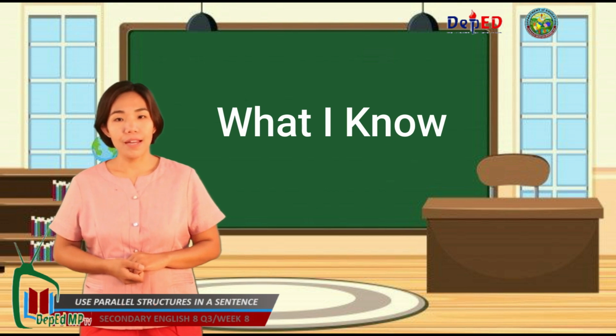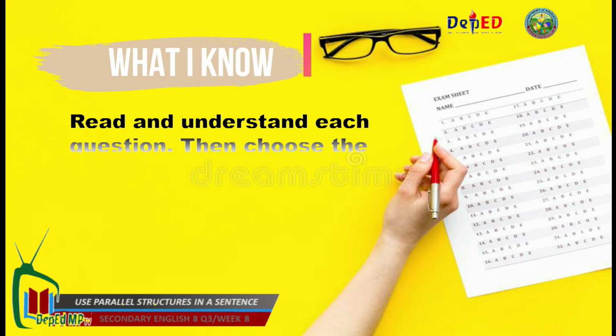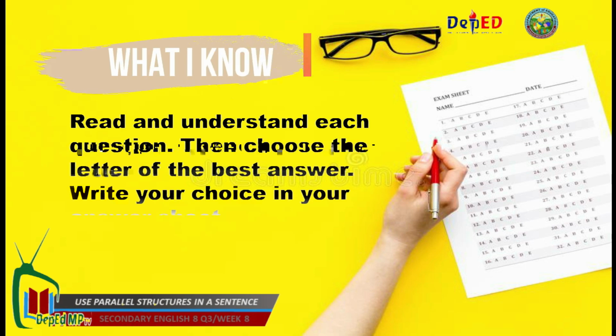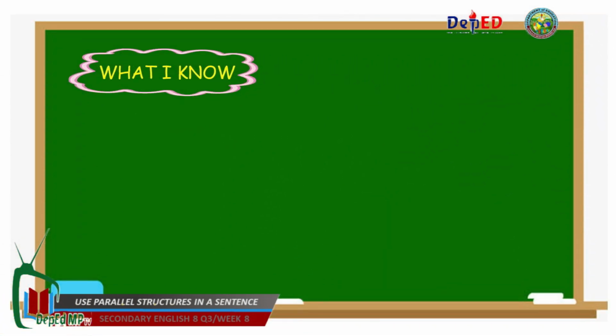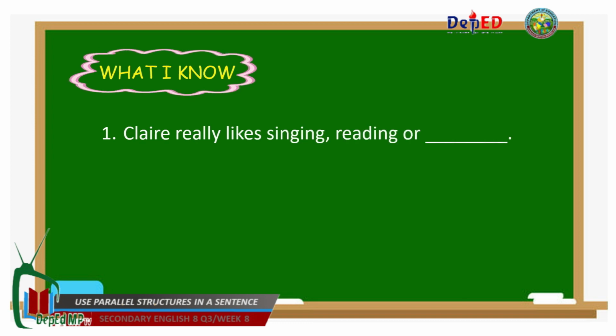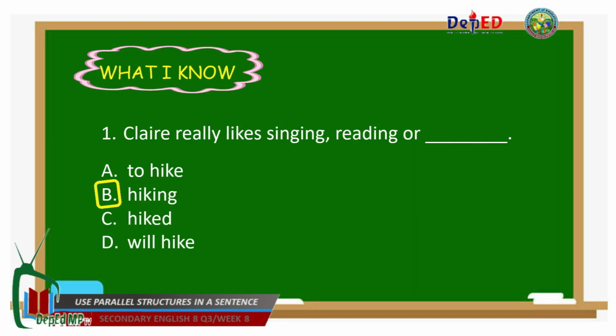Before we move on, let's check what you already know. Read and understand each question. Then choose the letter of the best answer. Write your choice in your answer sheet. 1. Claire really likes singing, reading, or blank. A. To hike, B. Hiking, C. Hiked, D. Will hike. The answer is B. Hiking.